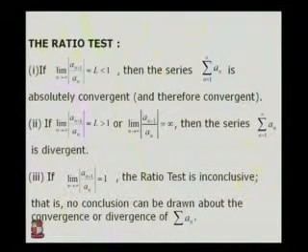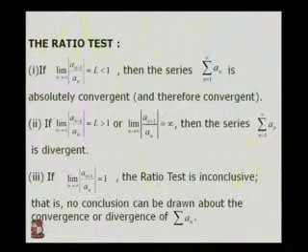The statement of D'Alembert's test is: if the limit as n tends to infinity of the modulus of aₙ₊₁ upon aₙ is equal to L, and if L is less than 1, then the series is absolutely convergent, that means convergent. If L is greater than 1, then the series is divergent. If L is equal to 1, then this test is inconclusive. That means we cannot say whether the series is convergent or divergent using this test.